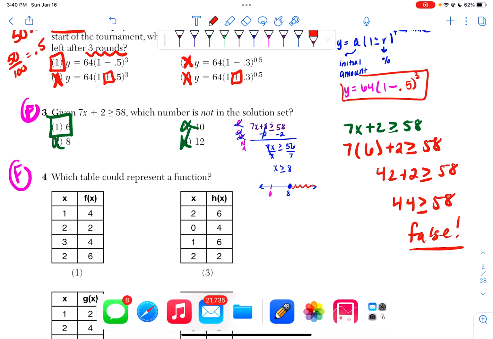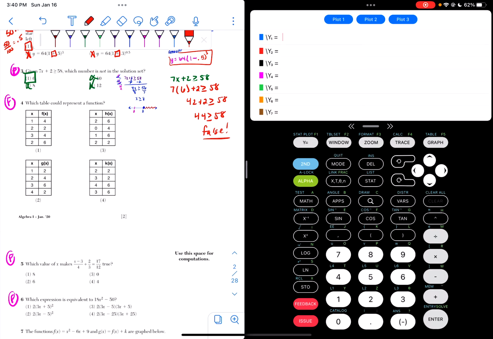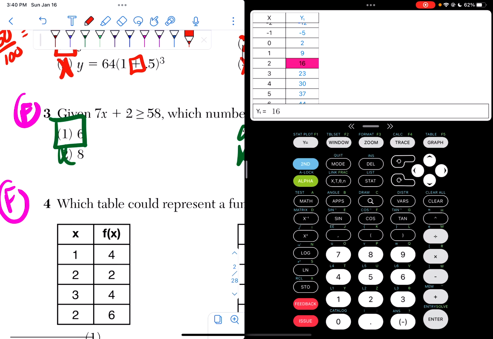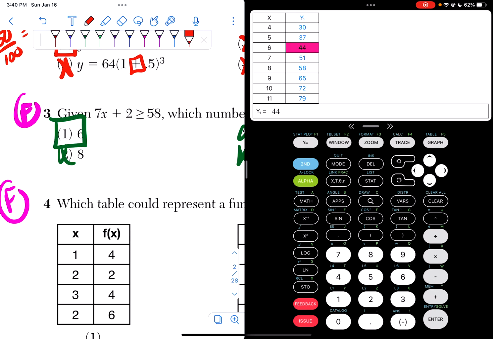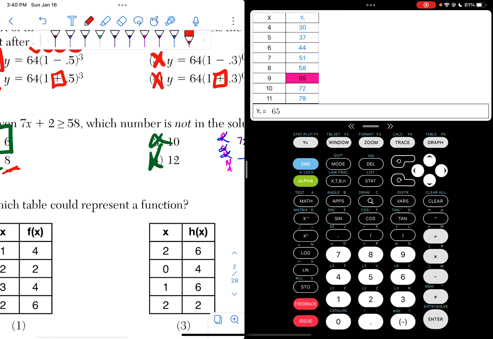You also could have just used your calculator. I go to y equals, and I type in 7x plus 2. And I'm going to do second graph, and I'm going to look at choice number 1. At number 6, I have 44, which is not greater than or equal to 58. If I go to the number 8, I have 58, which is greater than or equal to 58. If I plug in 10, I have 72. And if I plug in 12, I have 86.